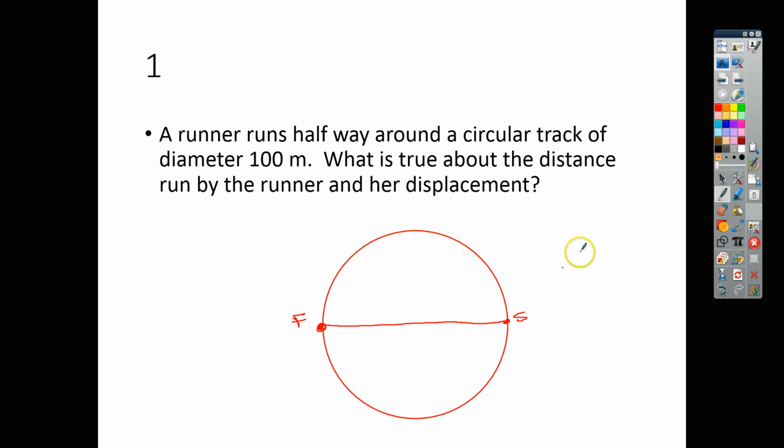Or we could say that they have run from the start and they follow the track and they actually go over to the finish. What's the difference between the two? This is distance. This is what you probably would normally run. And then the other one would be displacement. So this is your displacement. They did tell us that the diameter is 100 meters. So that would be our displacement.